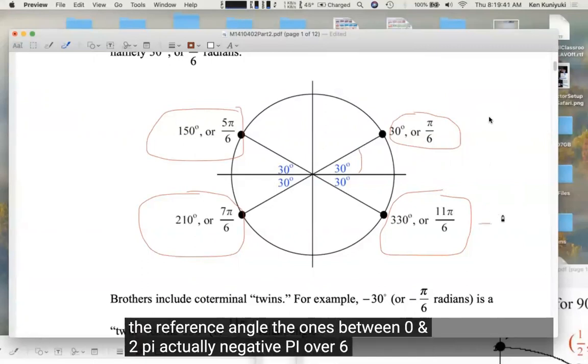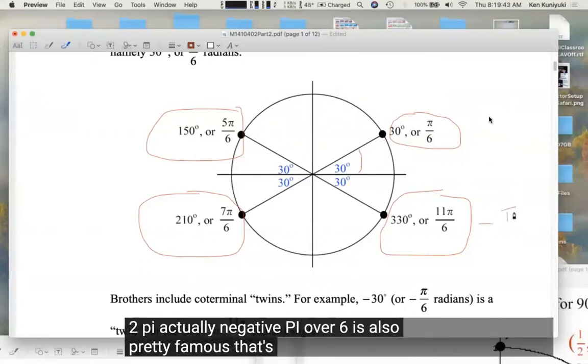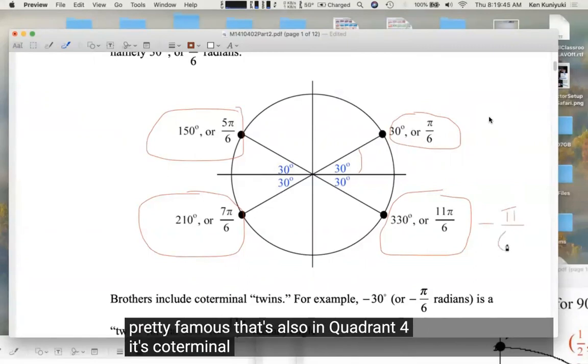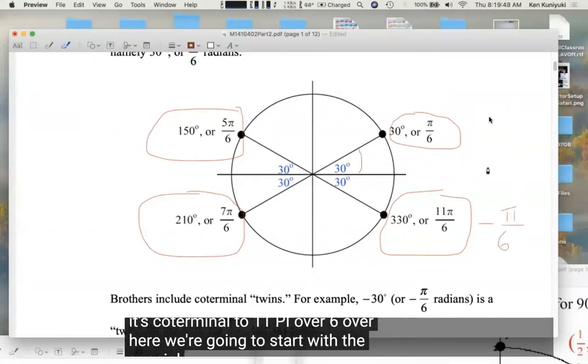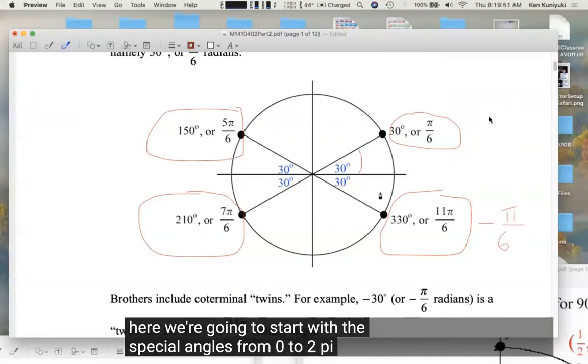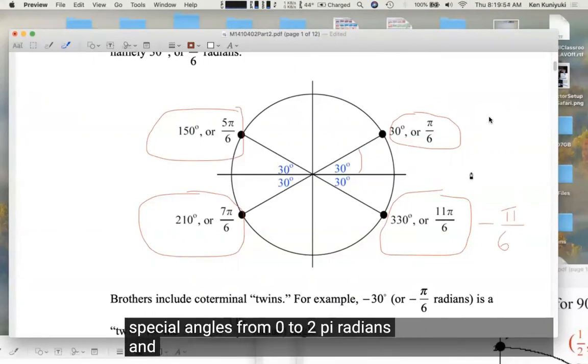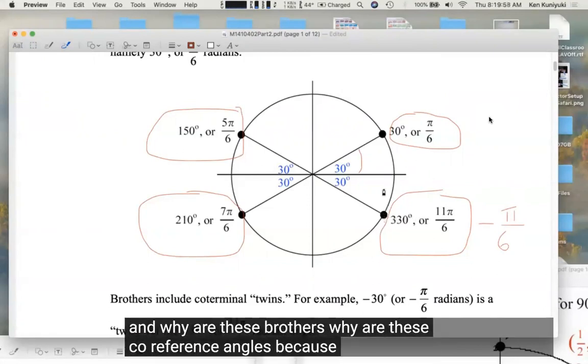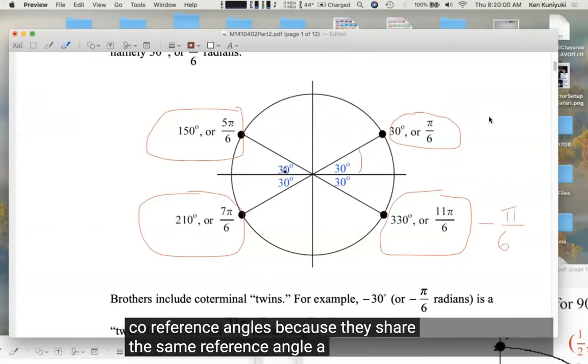Actually, negative pi/6 is also pretty famous. That's also in quadrant 4. It's coterminal to 11 pi/6 over here. We're going to start with these special angles from 0 to 2 pi radians. And why are these brothers? Why are these co-reference angles? Because they share the same reference angle.